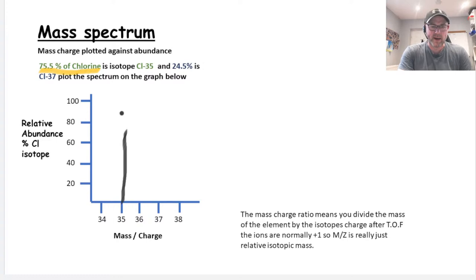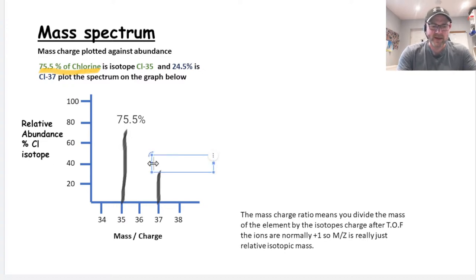There'd be a line going up here, right, up to about 75.5. So that is supposed to be 75.5%. And we'd also have a line going up on 37, and that is to 24.5. And this is the kind of spectrum we would get. And we would then know, oh, this is chlorine.